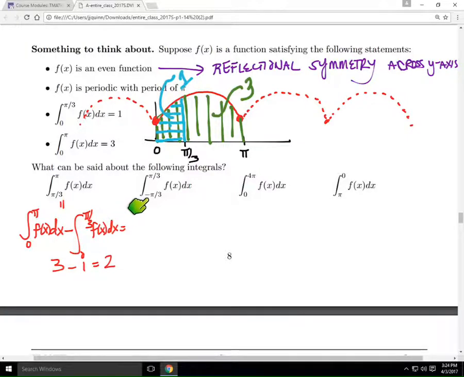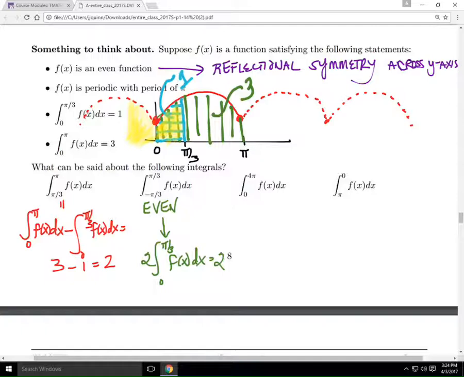Second, the integral from negative pi over 3 to pi over 3. So that means we'd be starting over here. But remember, I have a reflectional symmetry, so whatever the area is over here to the left of the origin has to match the area to the right of the origin. Well, that was information we were given directly, so that tells us that the total area is going to be twice the area under the curve between 0 and pi over 3. So 2 times 1 is just 2.